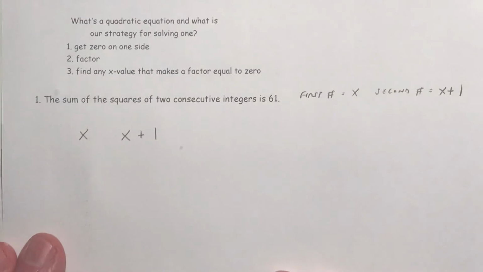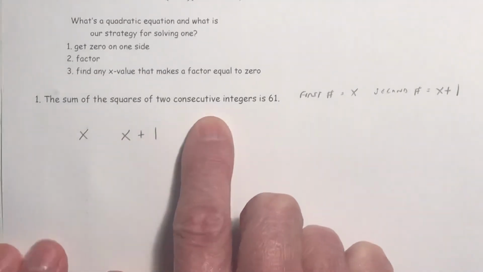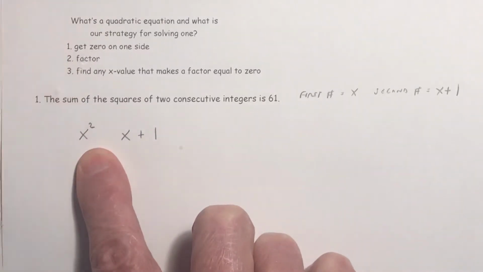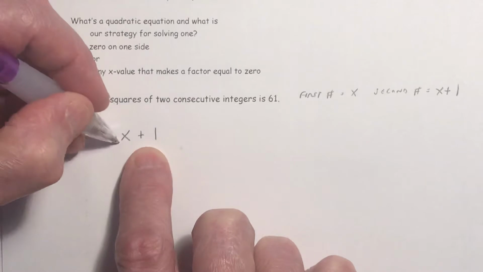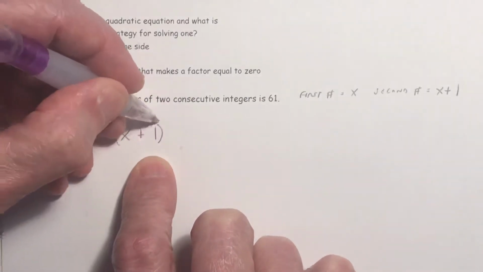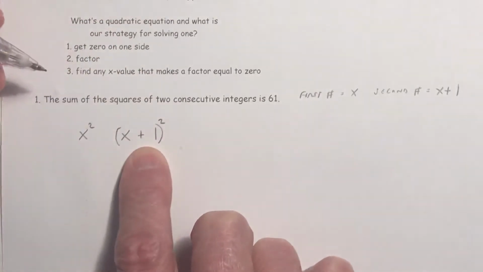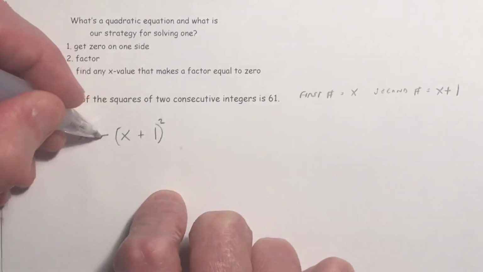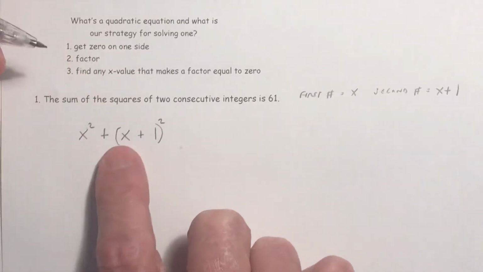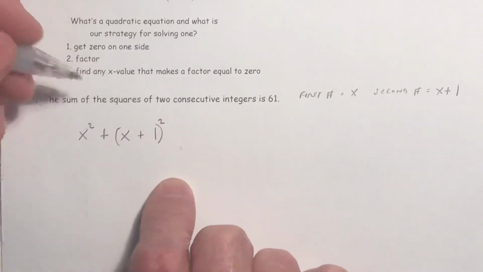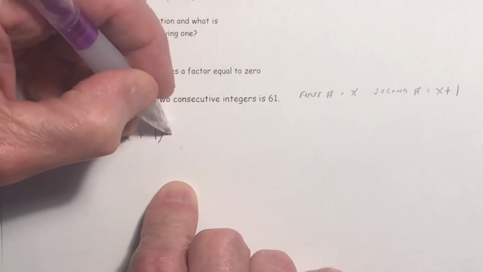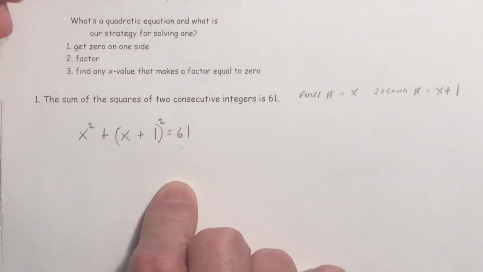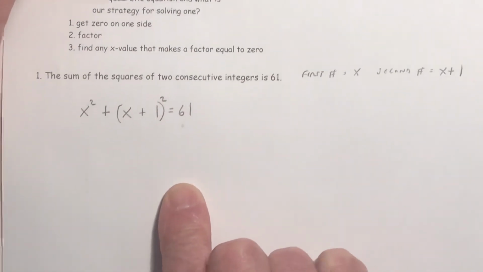Now, the sum of the squares of the 2 consecutive integers is 61. So if I square the first one, I just give it an exponent 2. To square the second one, very important to remember to wrap it in parentheses. So there's the square of the first number, the square of the second number. Putting an add sign between the two, now we have the sum of the squares of the 2 consecutive integers. That becomes the equal sign, and we're told 61 is what they add up to. And now all I've got to do is solve this equation.